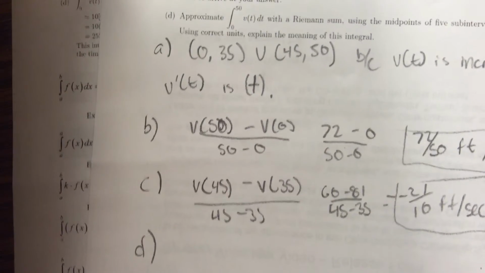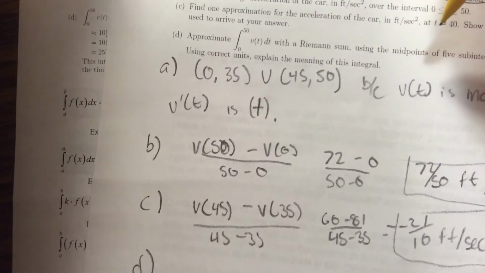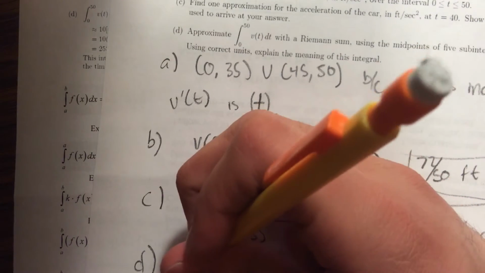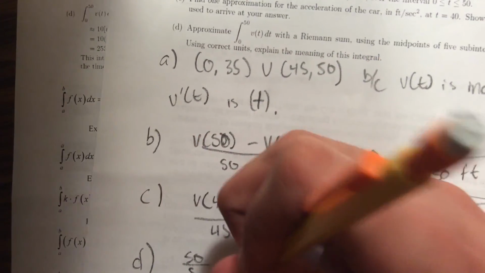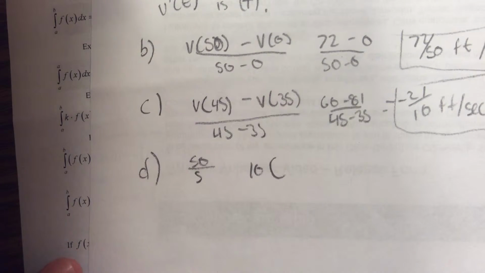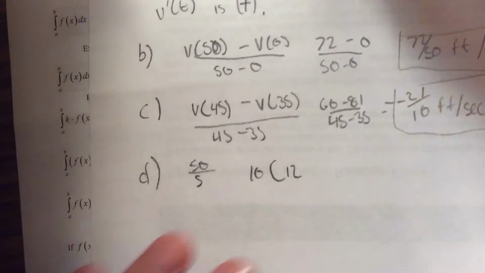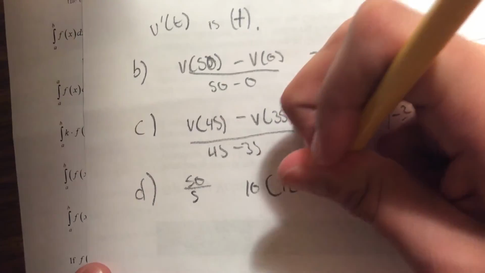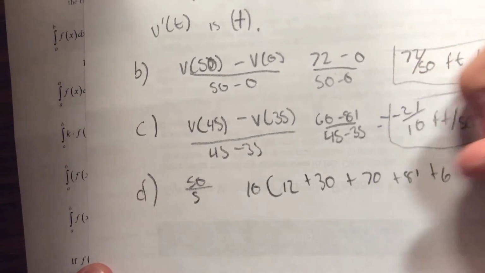And we're going to be using the Riemann sum. We're using the midpoints of the 5 subintervals of equal length. So we would find the average. We just take 50 divided by how many subintervals, 5, so 10 times all the values you find for your Riemann sum, which would be 12 using 5. 12 plus 30 plus 70, 81 plus 60.